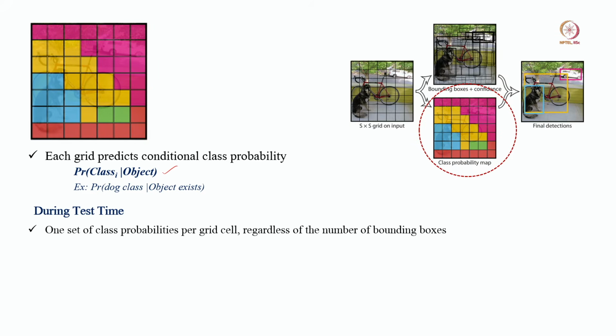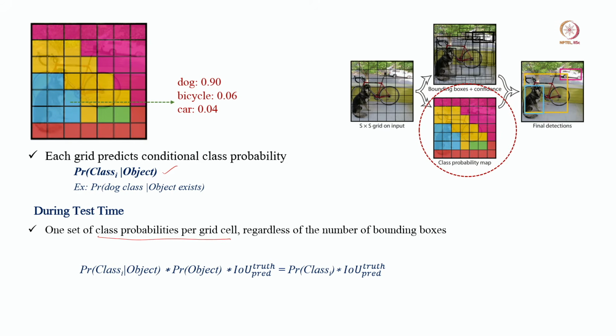Now, during test time what happens? One set of class probabilities per grid cell is computed regardless of the number of bounding boxes. We have seen there are multiple bounding boxes coming from each grid. But regardless of the number of bounding boxes from each grid, only one set of class probabilities per grid cell will be calculated. Suppose this grid has multiple bounding boxes, but the set that will come from here is, say, dog 0.9, bicycle 0.06, car 0.04. So, these are the class probabilities.